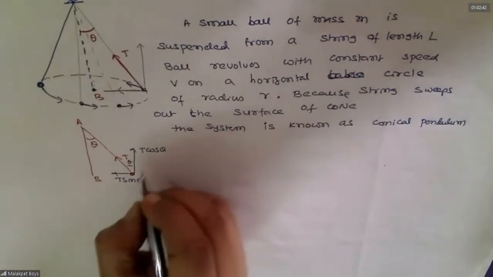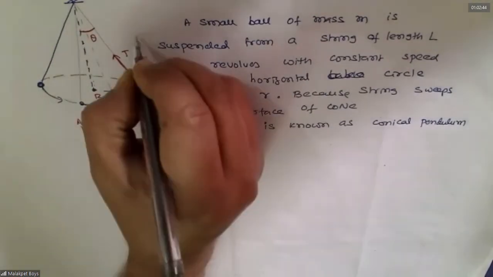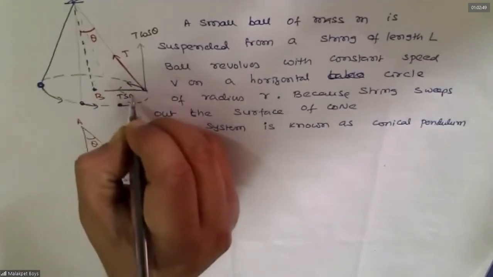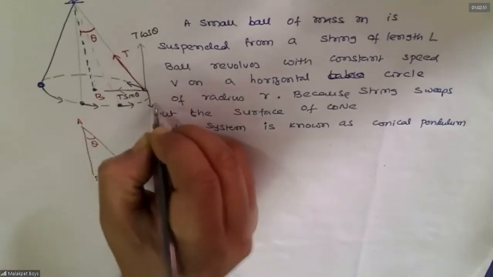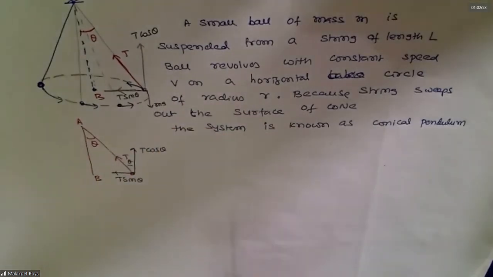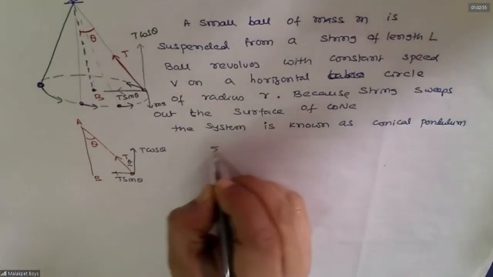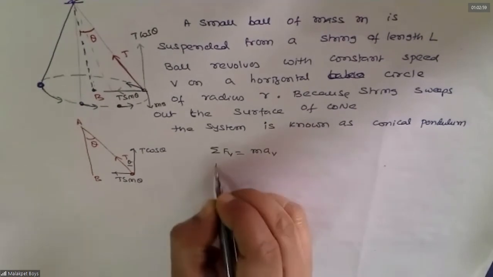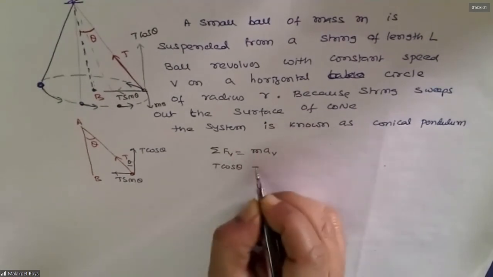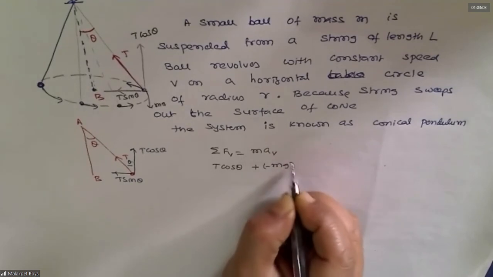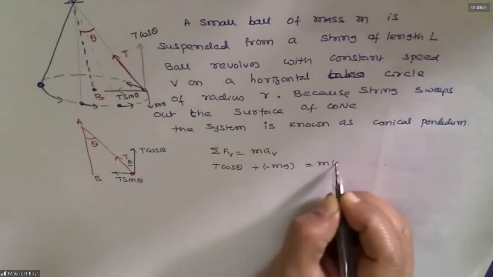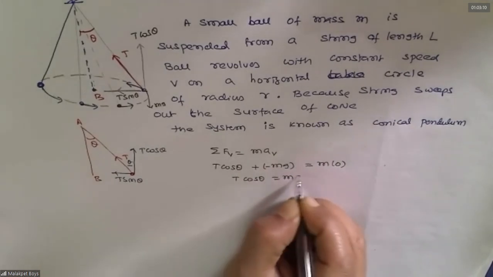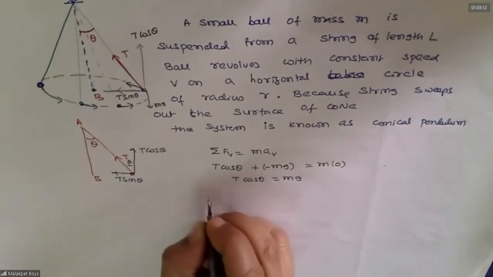So this is T cos theta, this is T sin theta, and this is mg, no? In the vertical direction, the forces are balanced. There is no acceleration in the vertical direction. Do you agree with this?